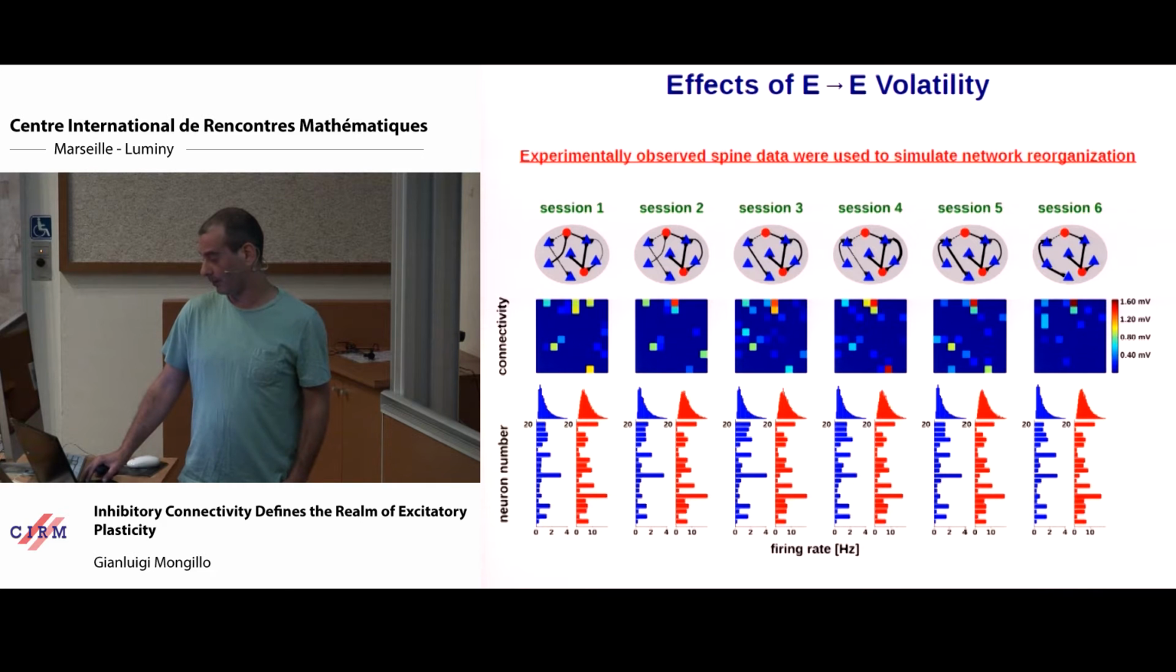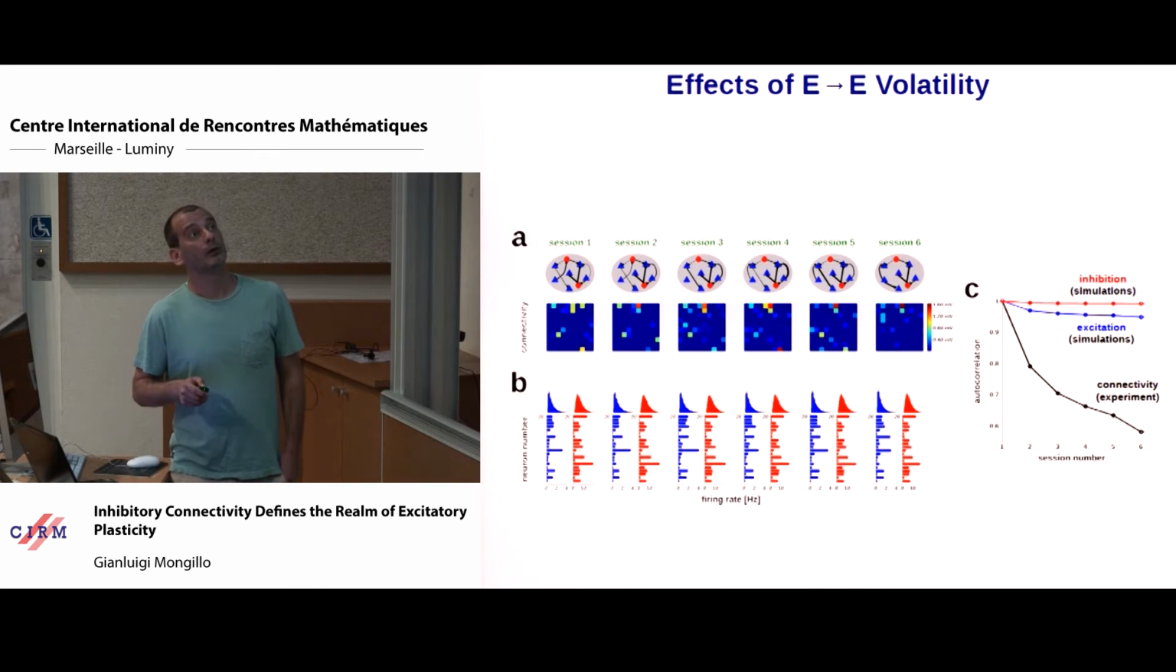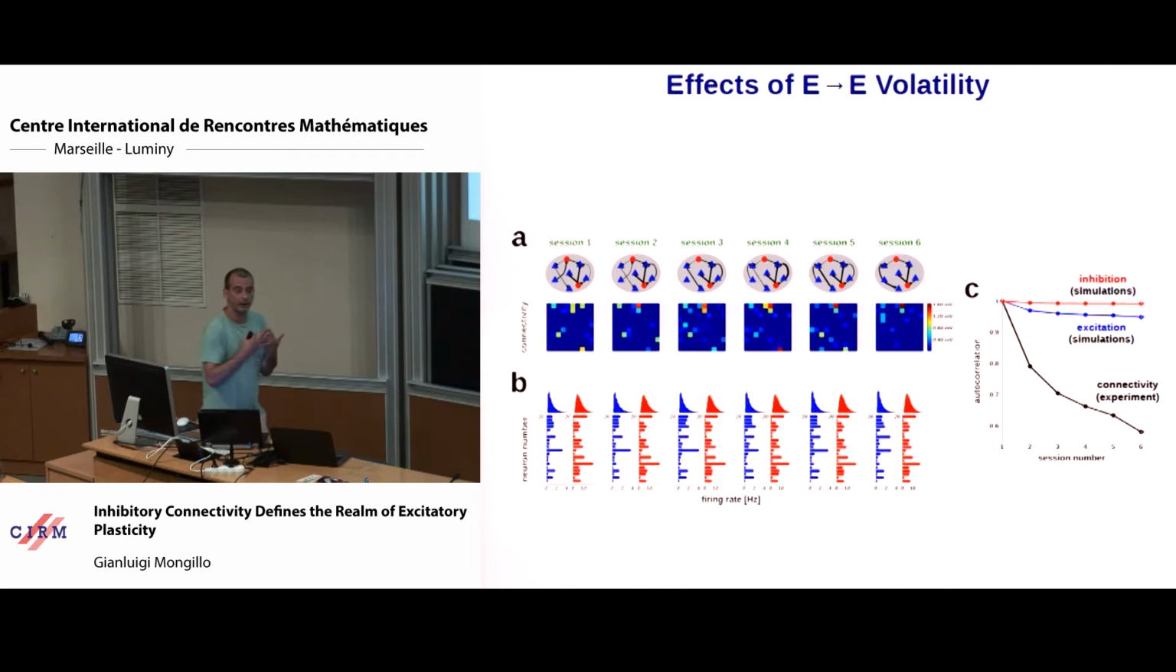So we quantified this, and this is the result of the quantification. What you see, this black curve here, is basically the autocorrelation between the synaptic matrices across different sessions. So essentially, this tells you how similar they are. Okay? So 1 means they are identical, and 0 means they are completely uncorrelated. Autocorrelation of this matrix of what? Yeah, how similar they are, the synaptic matrix.